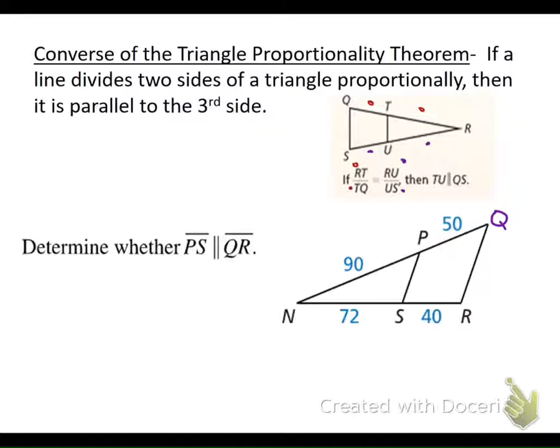What does it say to do? It says if the lines divide the 2 sides of a triangle proportionally. So these 2 parts and these 2 parts are proportional. So what are my 2 parts here?